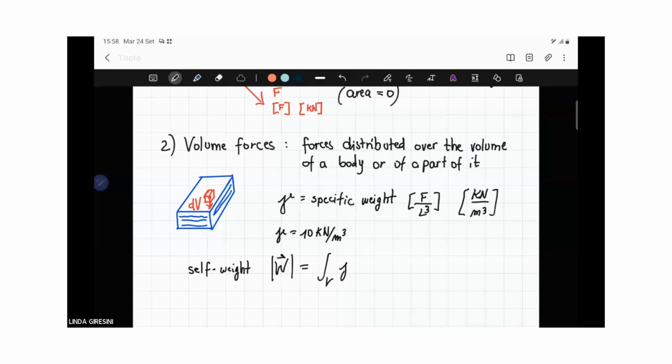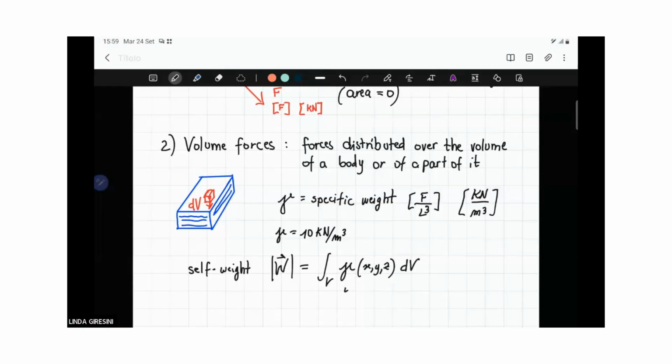And it will be gamma, which in principle is different, so it depends on the point, because the book can have a specific weight higher in the corners. In the central part, it can be different. It's not always constant. Times dV, which is the small part. So if we make the integral all over the volume, we get the self-weight.